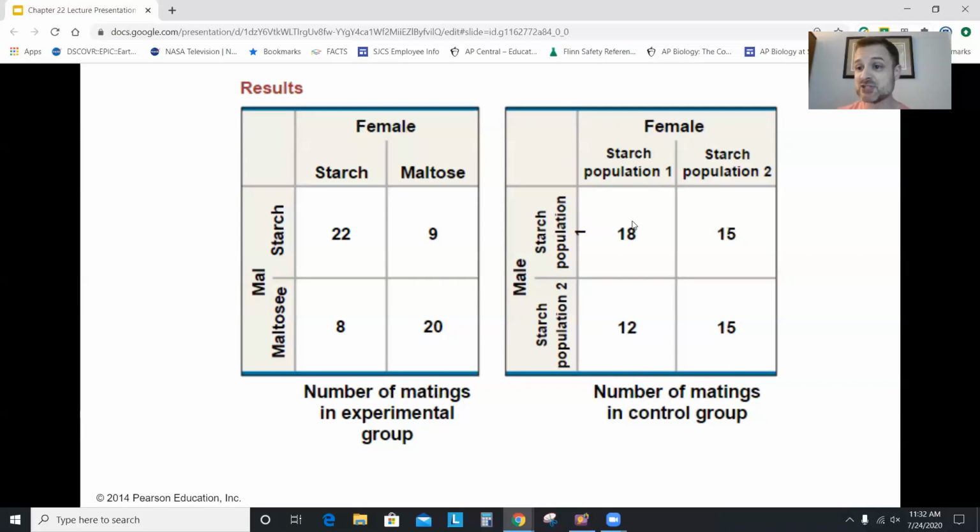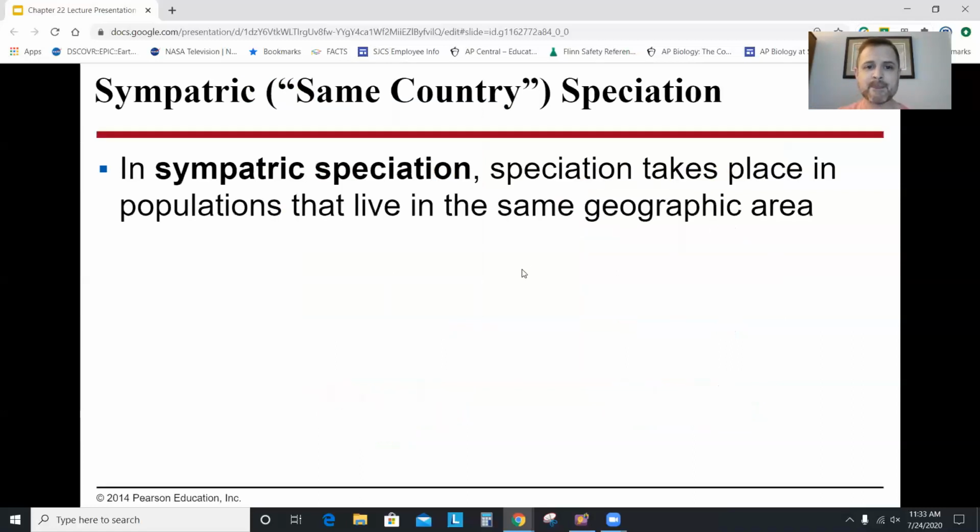They could have been in different jars. What makes a difference is, was the jar starch or was the jar maltose? So you should understand why this is the control, because it makes sure that the preference is due to what medium they were on and not what jar they were in. Being in different jars didn't make a difference. This just defines sympatric. This is speciation that takes place when you're in the same geographic area, like the case with the fruit flies when they put them back on the corn-based medium.